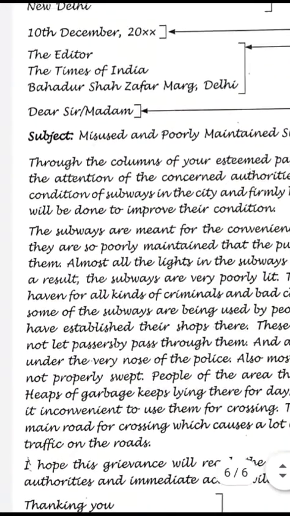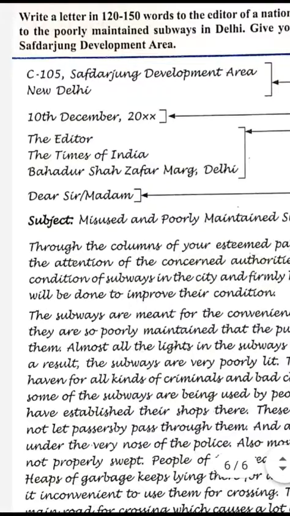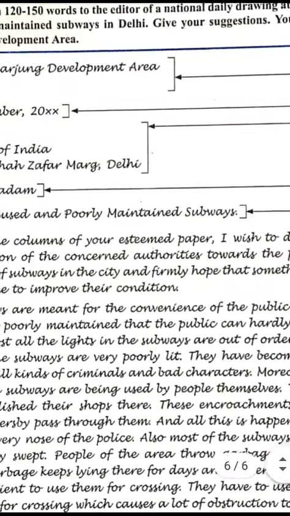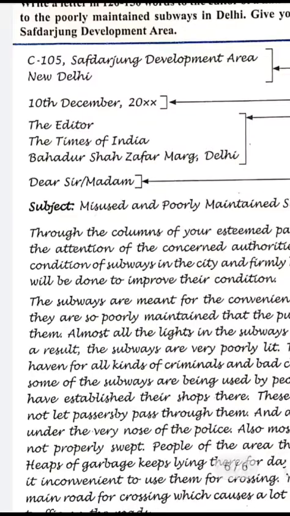Now you can read the PDF given. You can read how it is written through the columns of a stamped paper. Now what points are to be kept in mind? You can see one line space is given between receiver's address, date, writer's address, salutation and subject. Proper space is maintained, and most important is what?